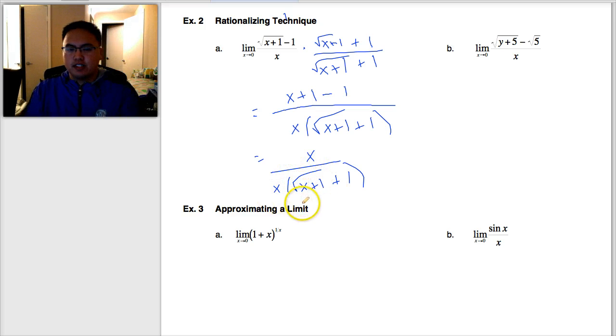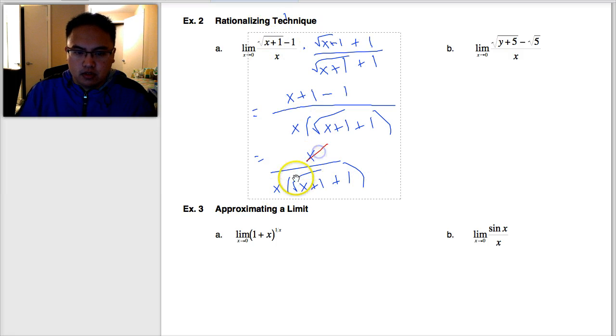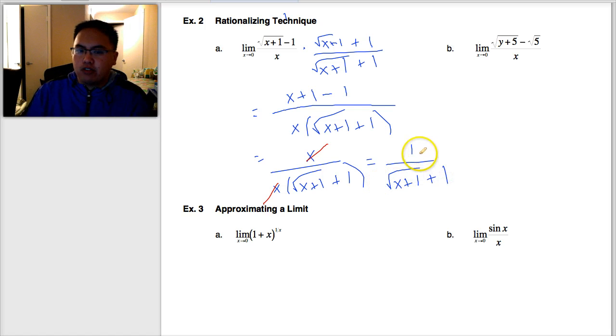Okay, so at some level you guys might say, man, that didn't simplify anything. But do you see I have an x on the top and an x factored on the bottom? So those both cancel. Okay. So that means what I can do is rewrite this as 1 over the square root of x plus 1, plus 1. And that's the point of rationalizing. Something needs to cancel on the top and bottom. Because once you cancel something top and bottom, that means now I could do direct substitution.